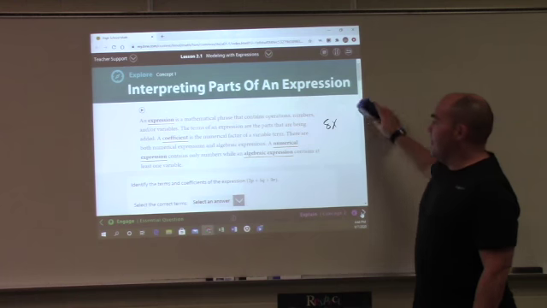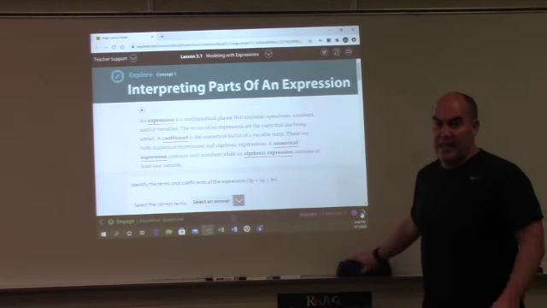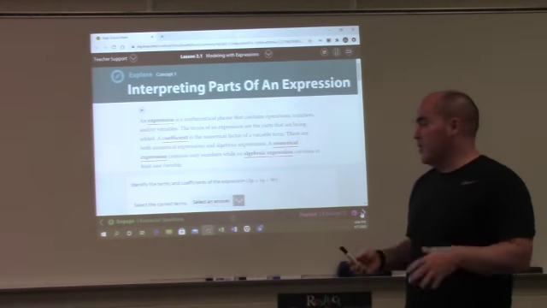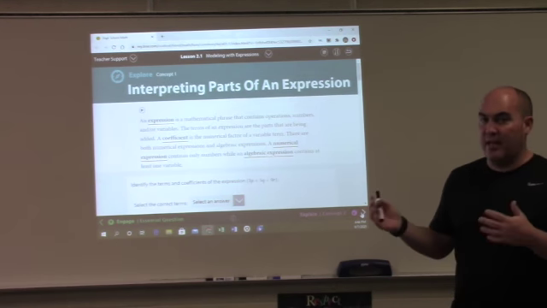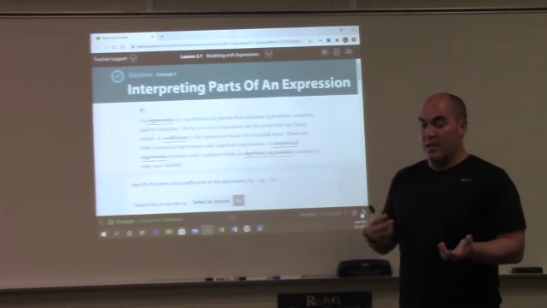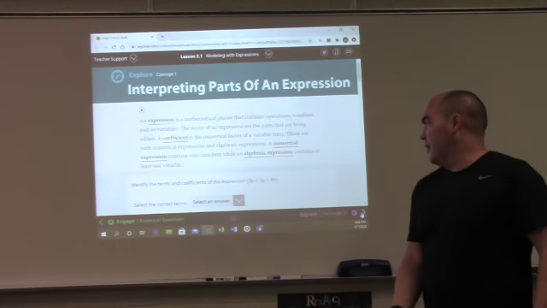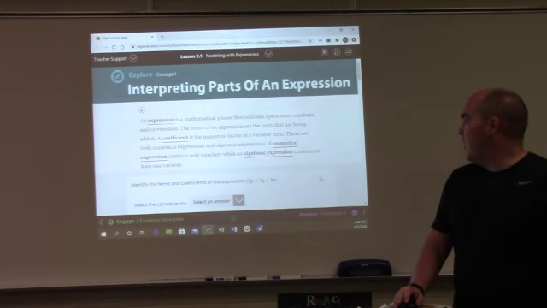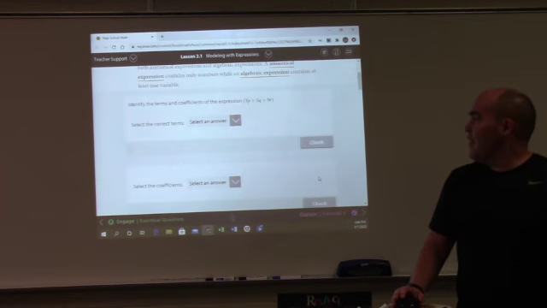Alright, there are both numerical expressions and algebraic expressions. If you have a numerical expression, it means it's just all numbers. If you've got an algebraic expression, it's got letters and numbers. So it's got variables and it's got numbers in there. And here we go. Alright, so we got a few examples.